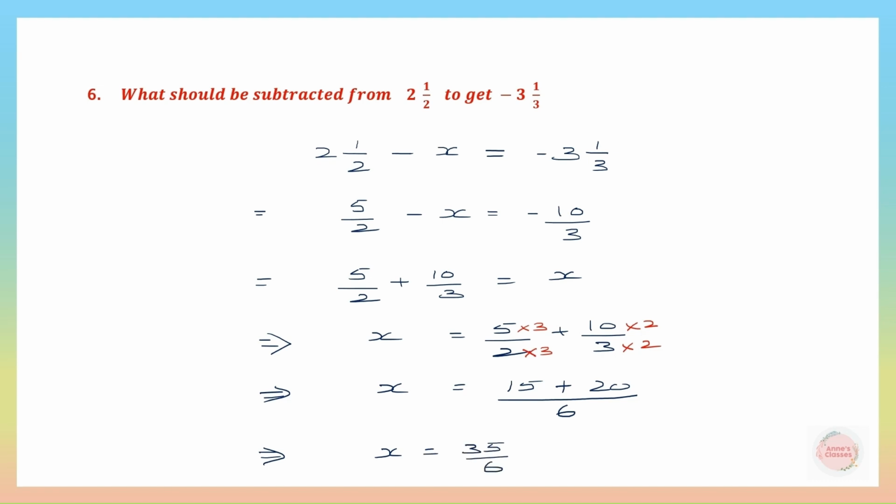Now let's convert this. 35 by 6. 6 5s are 30 and there is 5 left, 5 by 6. So what is our answer? What should be subtracted? The question is given there. What should be subtracted? The answer is 5 by 6. 5 by 6 should be subtracted from the other rational number to get minus 3 1 by 3. So this is our answer.